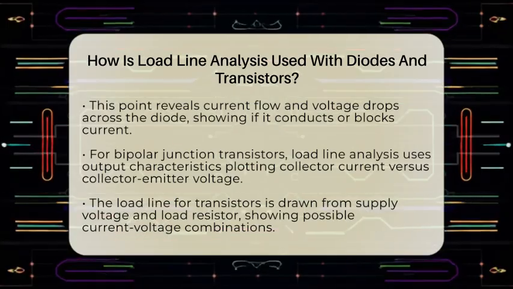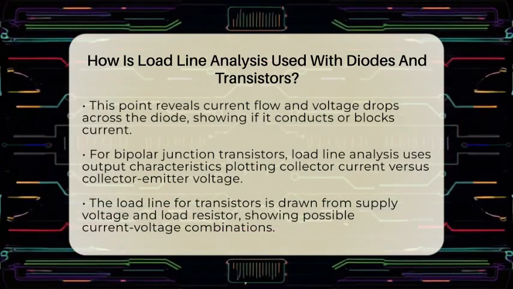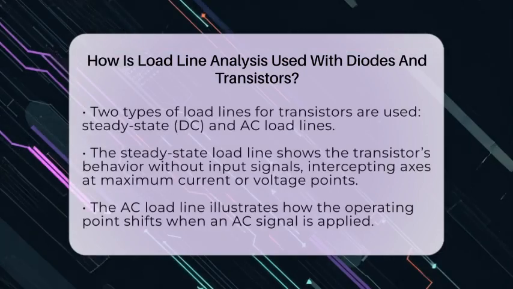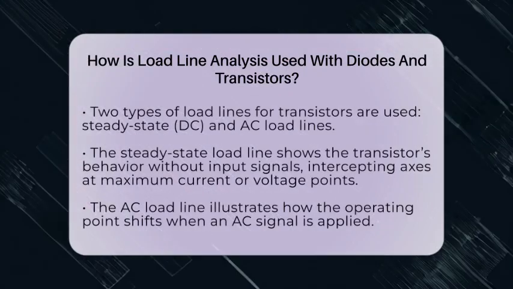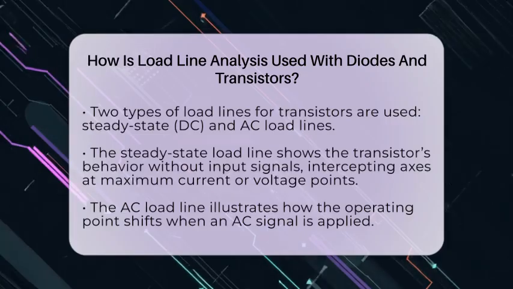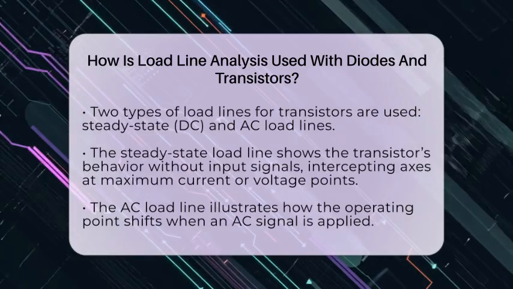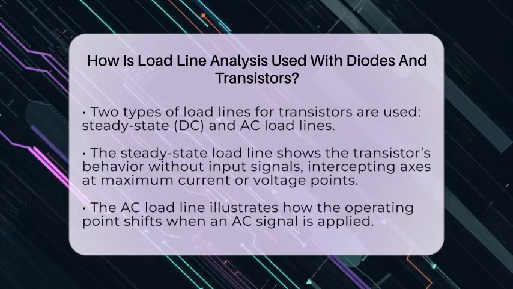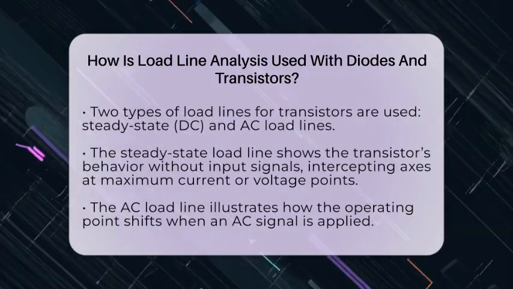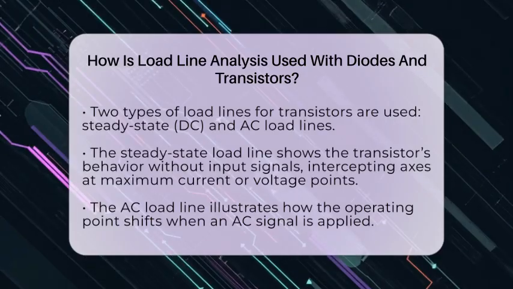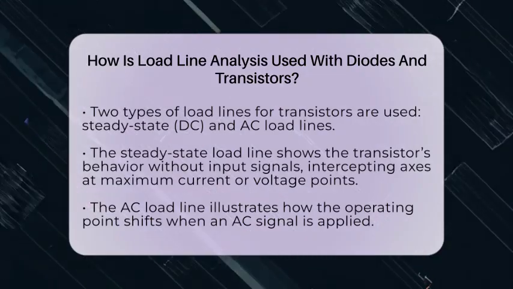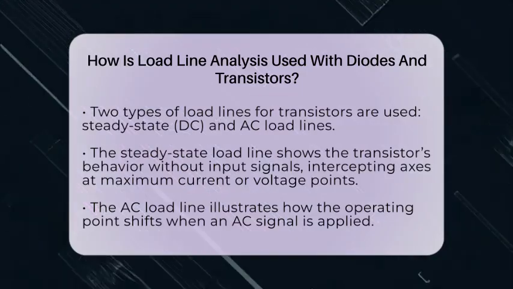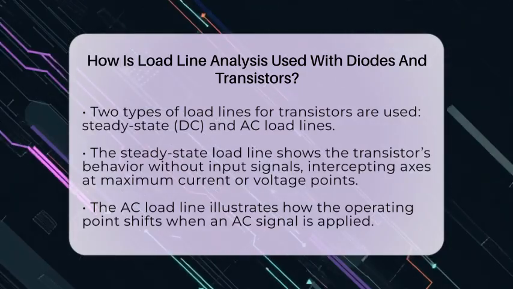There are two main types of load lines for transistors. The first is the direct current, or steady-state, load line, which shows the transistor's behavior when no input signal is present. It intercepts the axes at points where the collector current is maximum when the collector-emitter voltage is zero, and vice versa. The second is the alternating current load line, which shows how the operating point moves when an AC signal is applied. The intersection of the load line with the transistor's characteristic curves gives the quiescent or operating point.